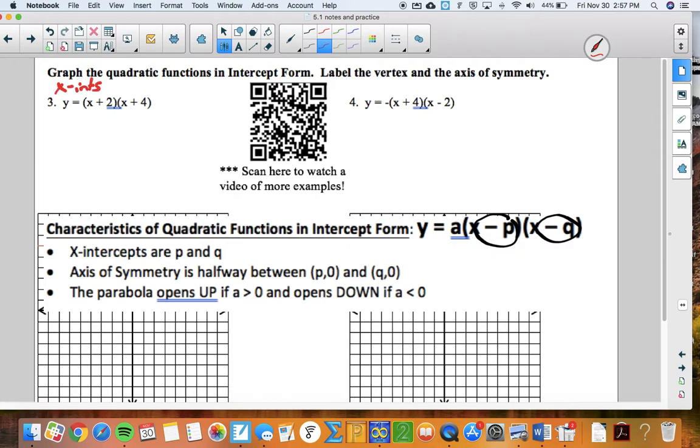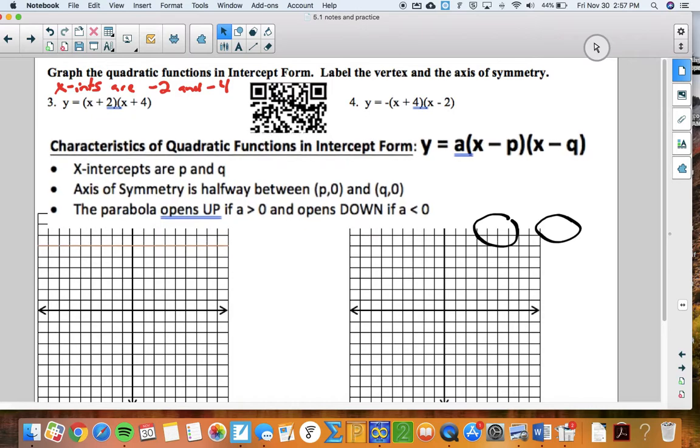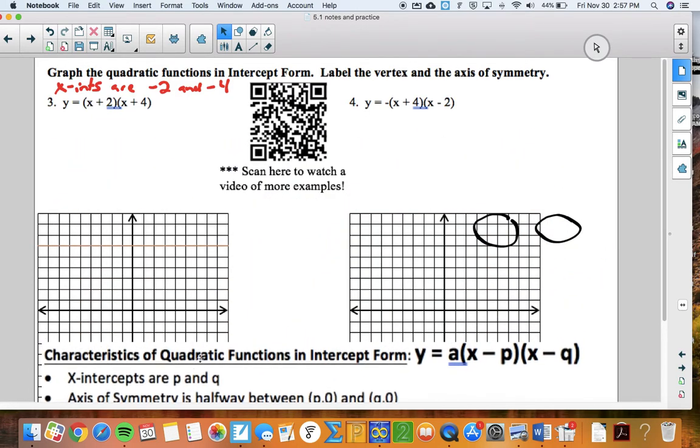X-intercepts are -2 and -4. And I shouldn't write those as a coordinate pair. I'm going to actually write out the word and, because I don't want that to be confusing. So on the graph, we are going to -2 and -4 on the x-axis. These are always the x-intercepts, where y is 0.